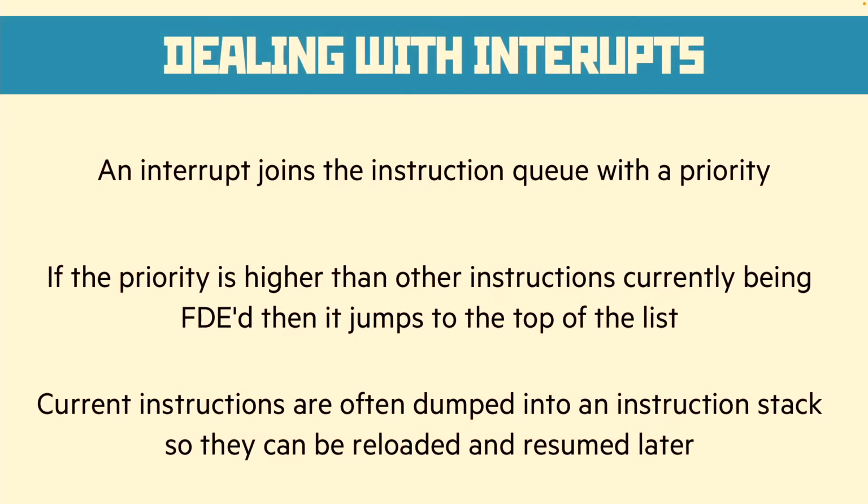How do you deal with interrupts, then? Because an interrupt is basically an instruction that says something's happened, the interrupt joins the queue of instructions we're currently working on, with a priority. If the priority is higher than the instructions, we get to it quicker, because remember, these instructions are being fetched, decoded, and executed, just like we've just seen in the assembly language part. If it's important, it'll jump to the top of the list if we're caring about priority. If that requires multiple steps to deal with, the current list of instructions might just be dumped into an instruction stack somewhere else on the CPU and then reloaded and resumed later.